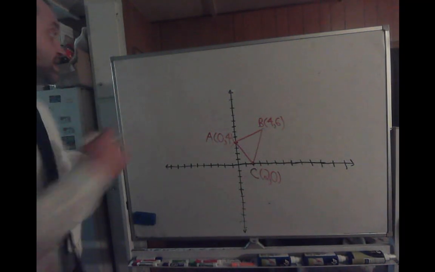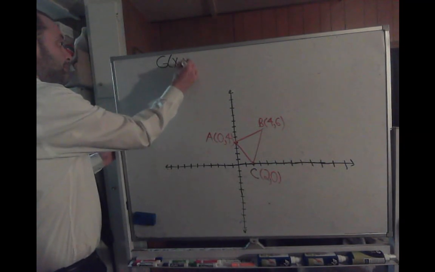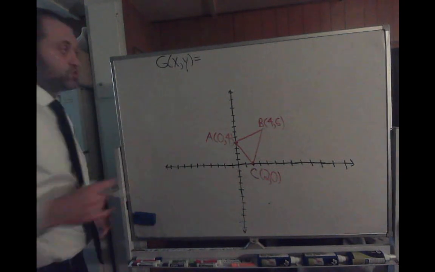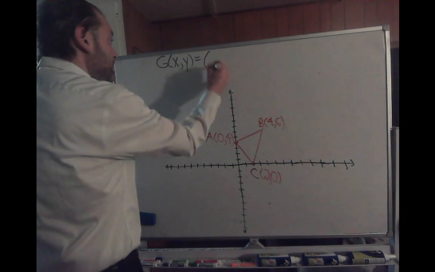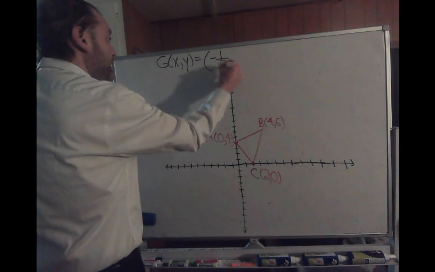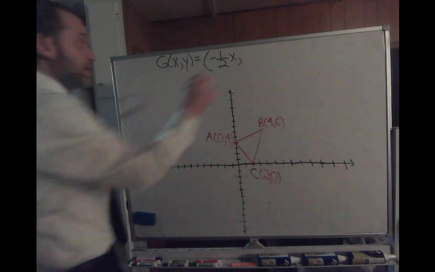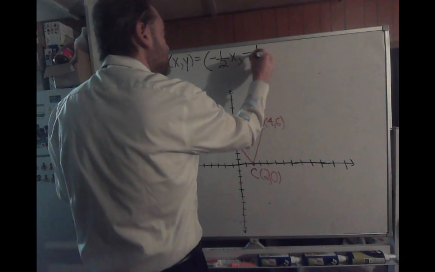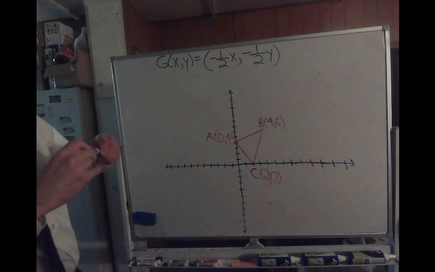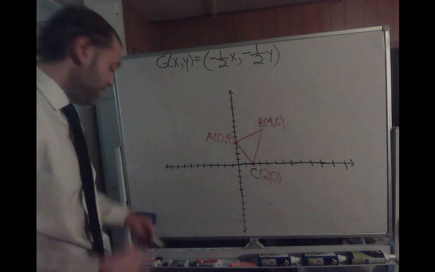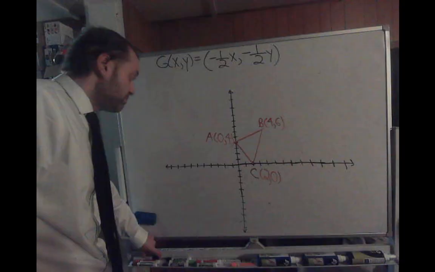Alright, last function here, we have g of (x, y) for the transformation is equal to (-1/2 x, -1/2 y). So that is our transformation function here of -1/2 x, -1/2 y. So let's go ahead and find A prime.